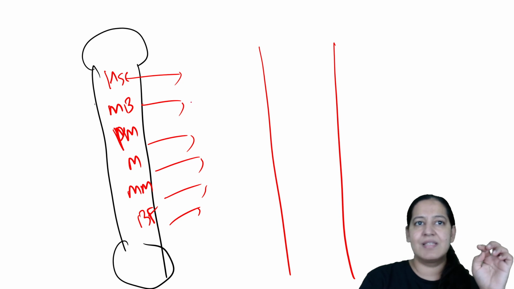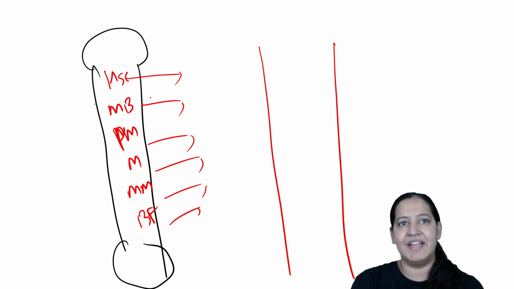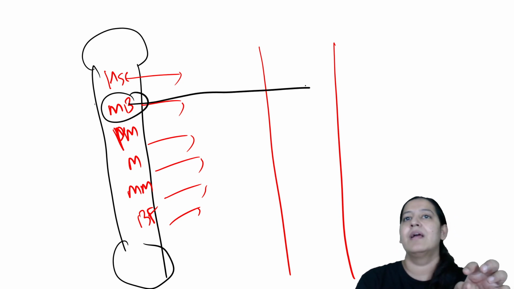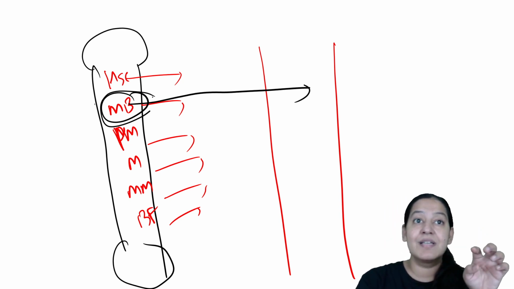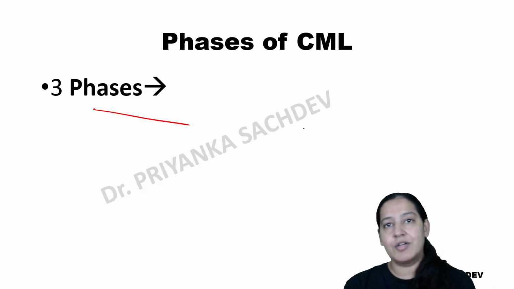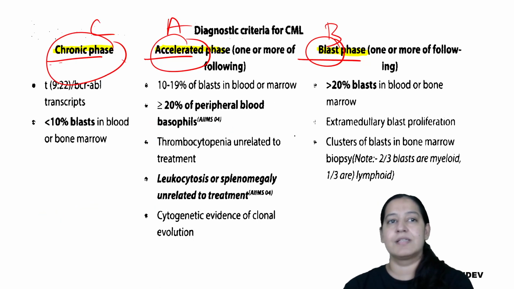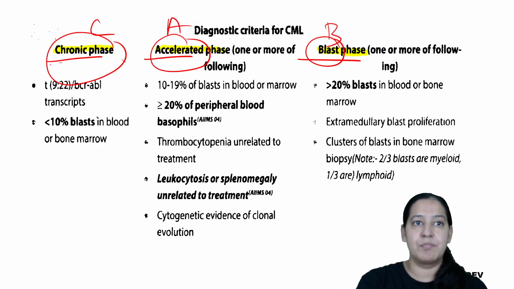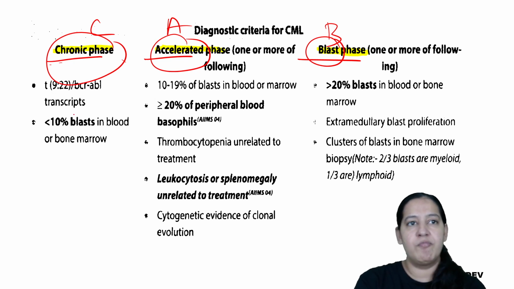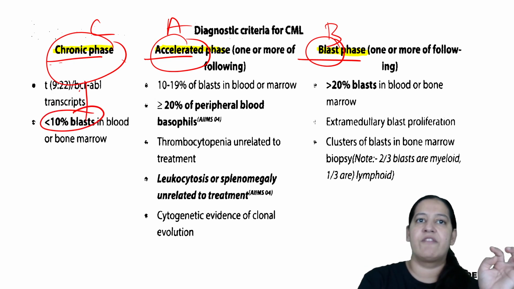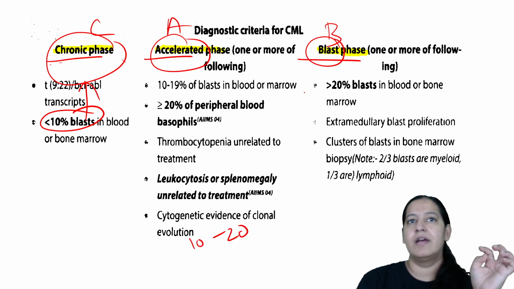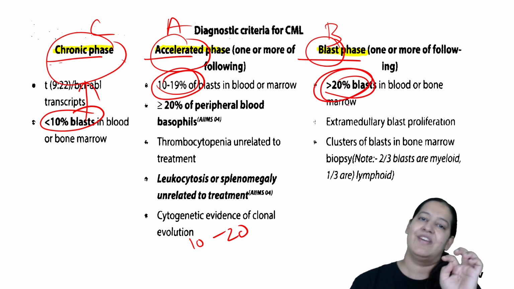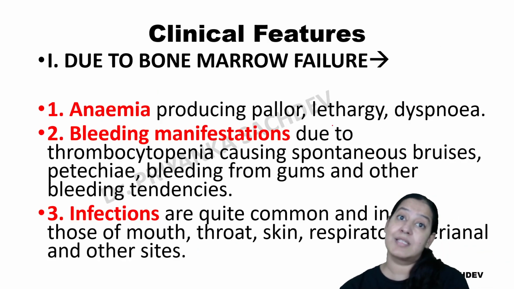So in the blood vessel, for deciding the phase you have to see how many blasts are coming. You are concerned only with the blast. What is the percentage of blast cells in the blood? Depending on it, you divide it into 3 phases. If myeloblasts are less than 10%, it is chronic phase. 10 to 19%, it is accelerated. More than 20%, it is blastic phase.